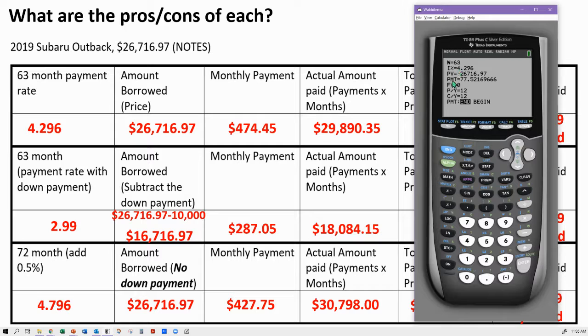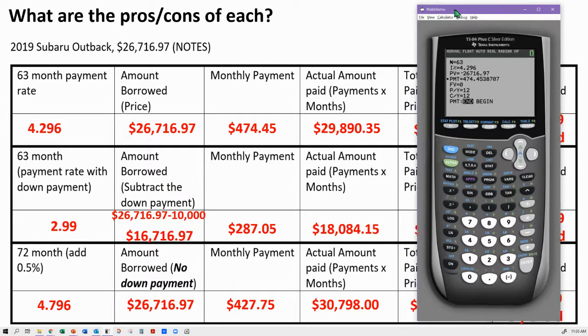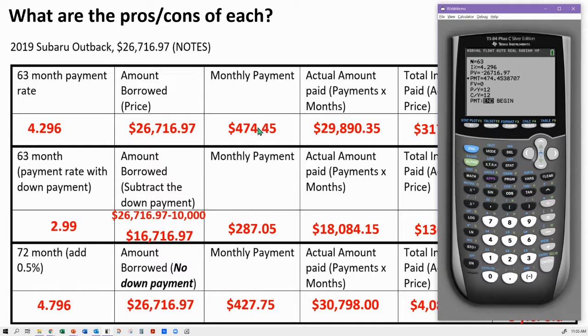So now if I go back up here to payment, I can now solve for that, and I need to hit alpha, the green key, and then enter. And that will solve for your monthly payment. So that is the monthly payment for that first option here. To get the amount we actually pay, you need to take your monthly payment. So you can just quit out to your home screen, and then you need to take 474.45. That's the monthly payment times the number of monthly payments, 63. And that's where I get the 29,890.